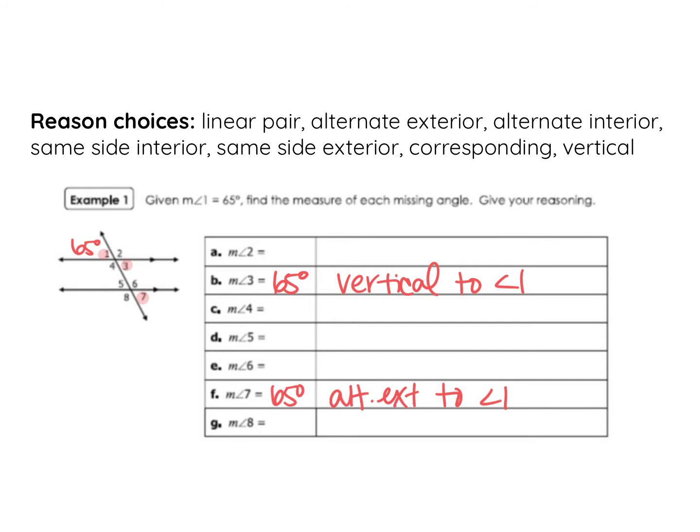Okay. And then the last one I could say is angle 5. That would also have to be 65. And the reasons for this, you could give a lot of reasons, because now that I know angle 7 is 65, angle 5 is vertical to it. I could also say 1 and 5 are corresponding. All right, so 1 and 5 are corresponding. So that's the reason I'm going to use here.